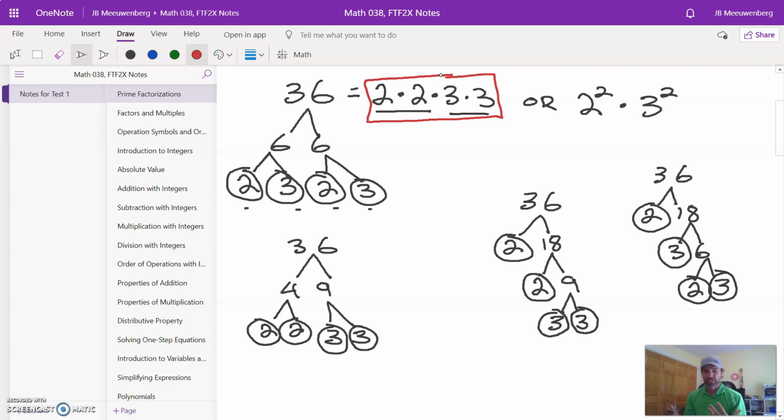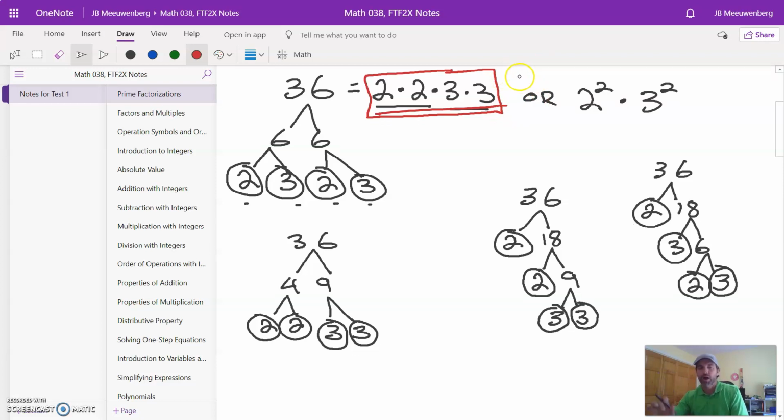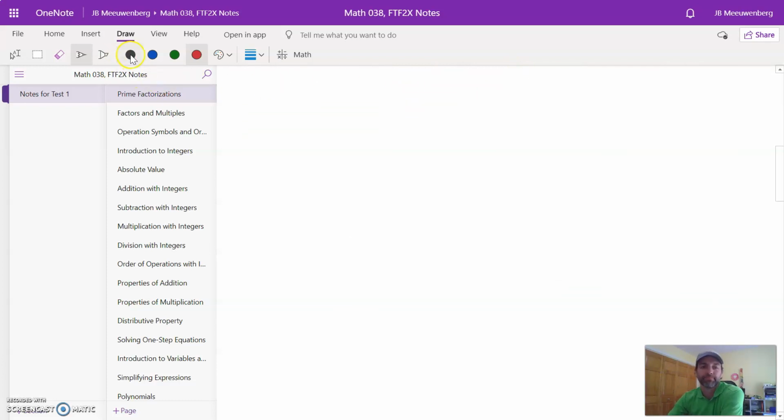But in any order, if we start putting them back together, we could end up with 4 times 9, 2 times 18, 6 times 6. But they're all going to take us back to the number we started with, right? 36 has this unique blueprint of these 4 prime numbers that compose it, that make it up, okay? Every composite number is like that. It's got its own unique combination of prime factors, because this is prime factorization.